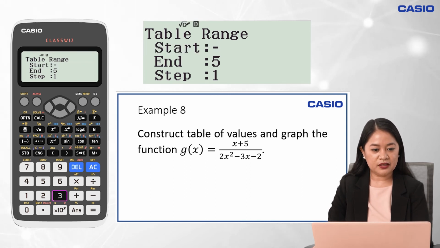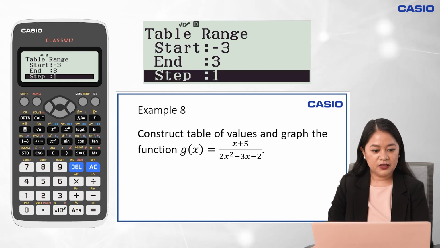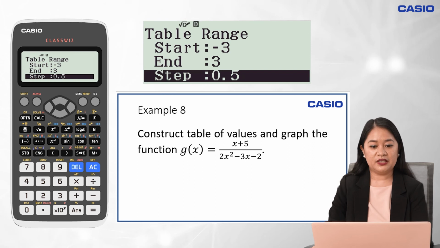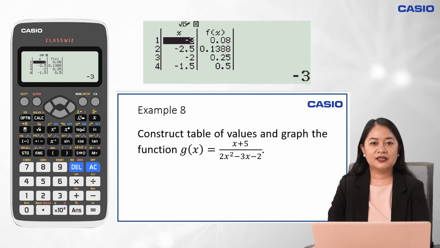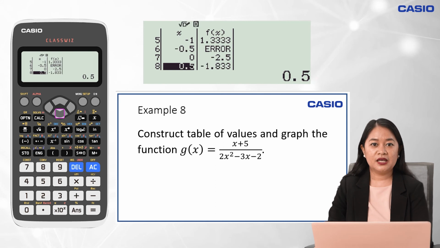So we input negative 3, equal sign, 3, and 0.5. Then we press again the equal button twice. The table of values verifies that the domain of this function does not include -1/2 and +2.